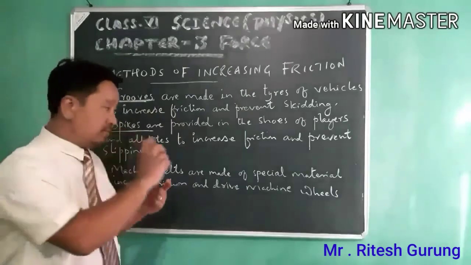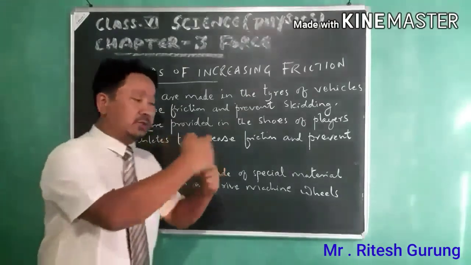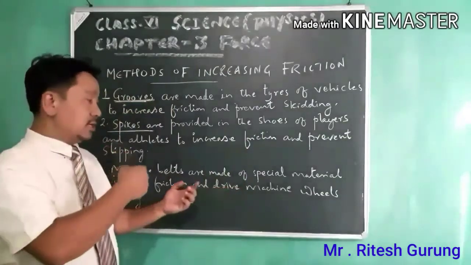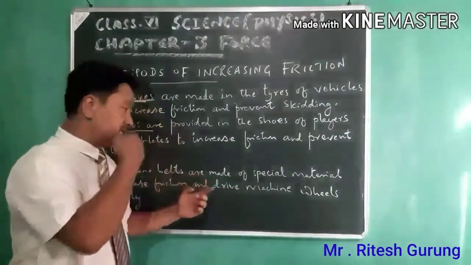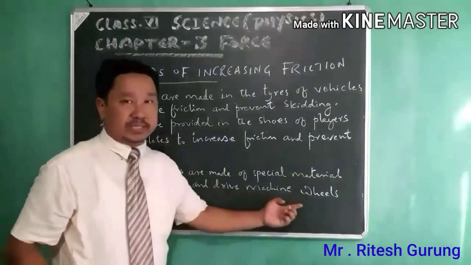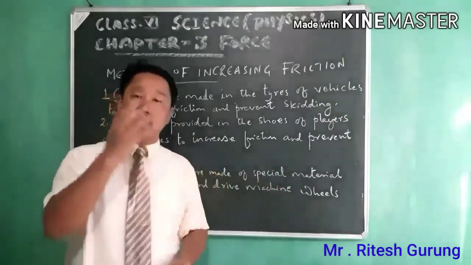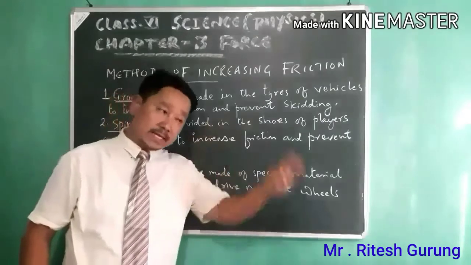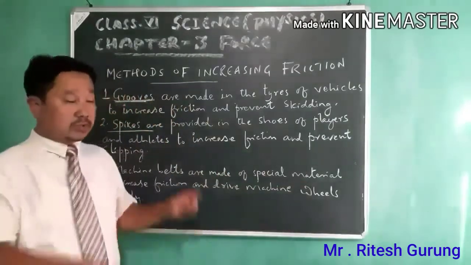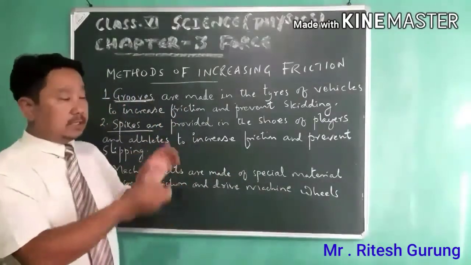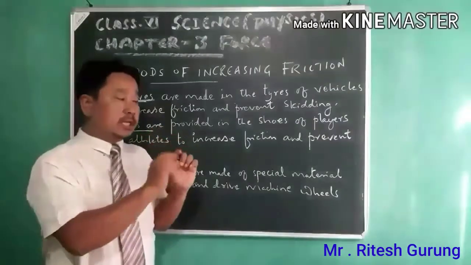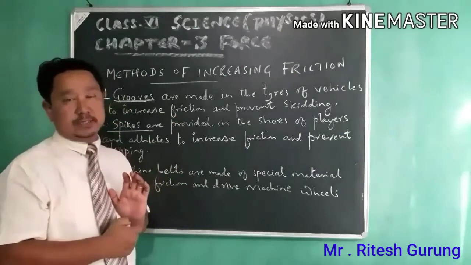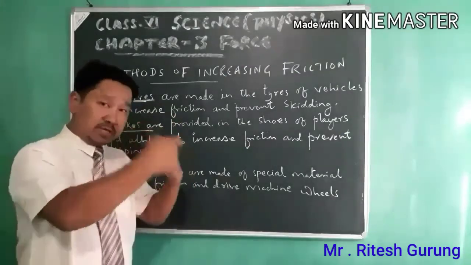Okay, when the machine belt rotates on the wheel of the machine, the belts drive the machine wheels so that flour can be made by grinding the wheat. So in this case also, you see the friction is there between the belts and the wheel of the machine, because it rotates on it.